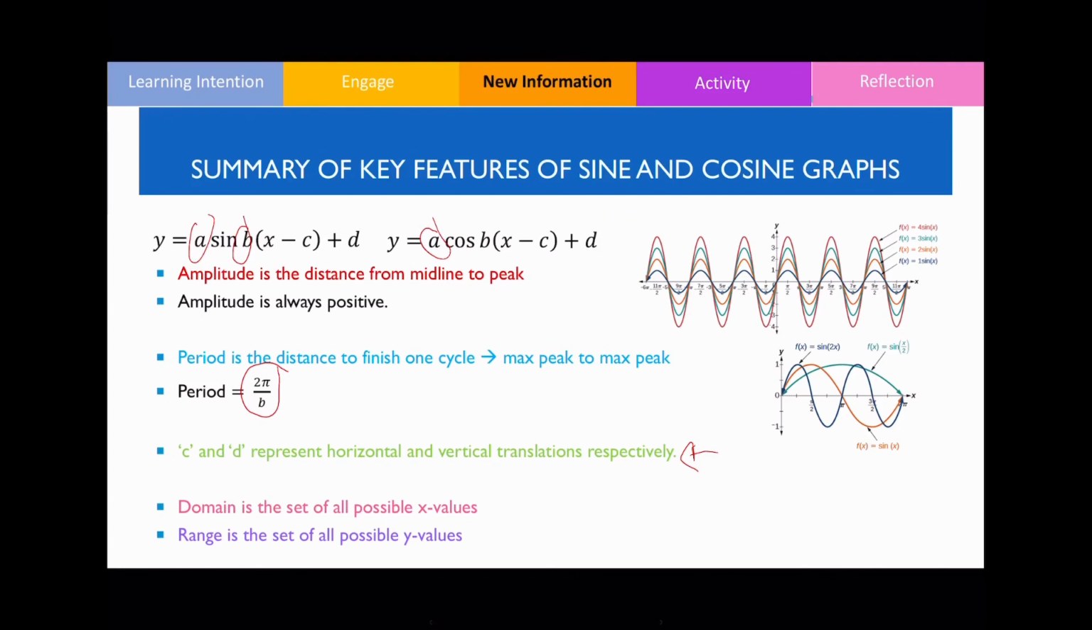And we talked about what the domain is, and we said that domain is all the possible x values, whereas the range is all the possible y values illustrated on the graph.